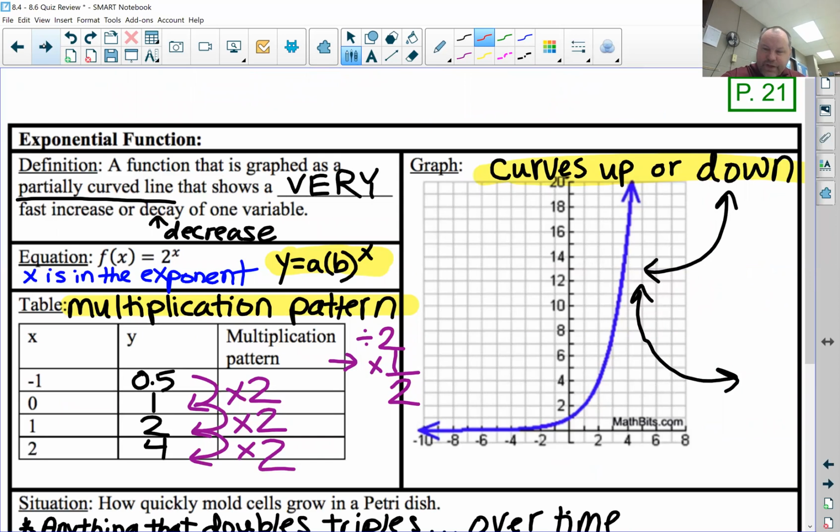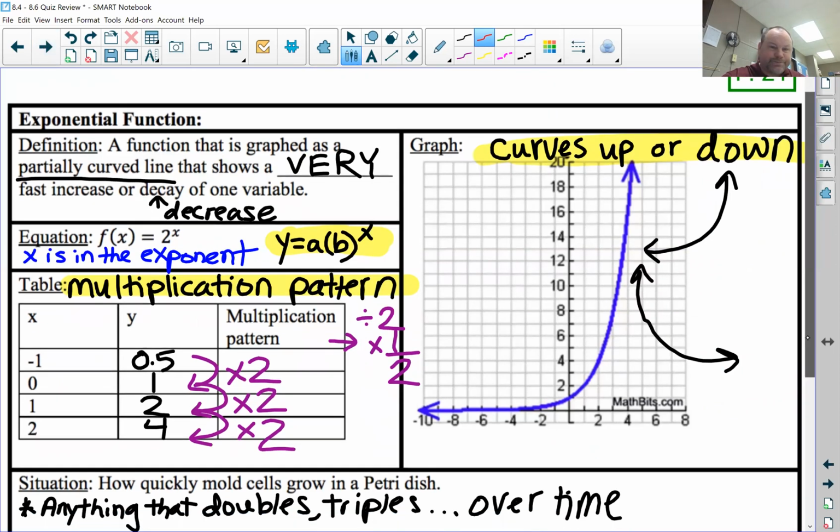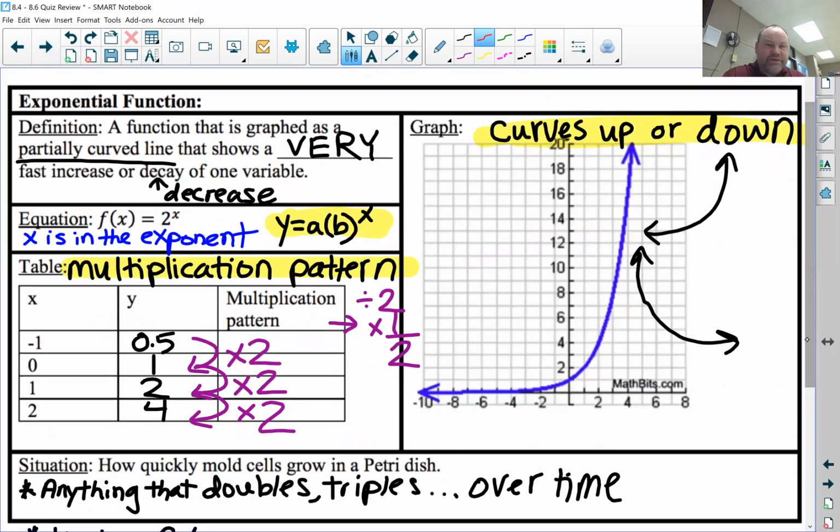Then the new one, exponential equations. A function that is graphed as a partially curved line. So it's not like a parabola, which has that U shape. It's kind of part of a parabola and part of a line almost. And it shows very fast increase or decay. Decay would be the same as decrease of one variable.